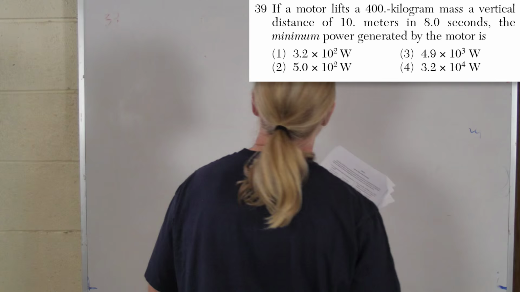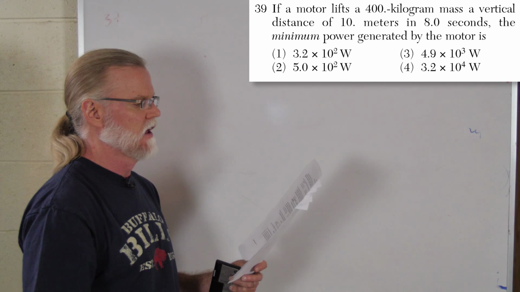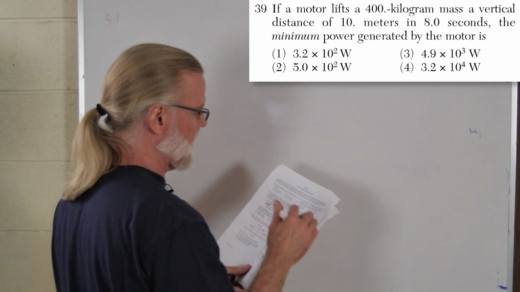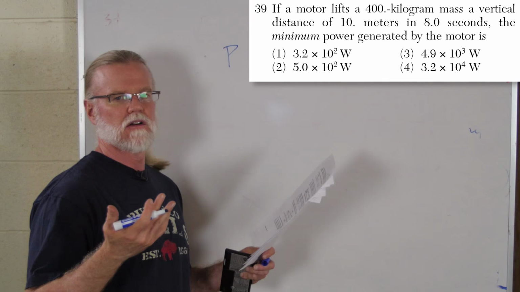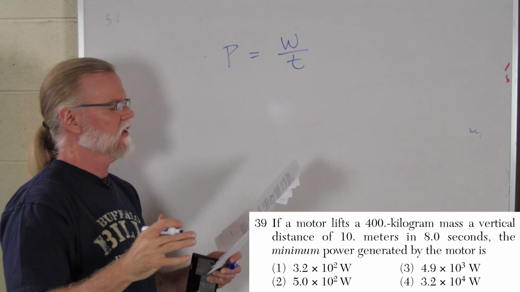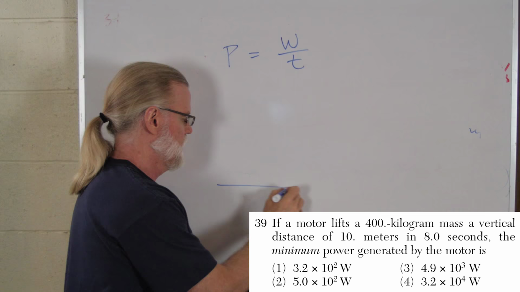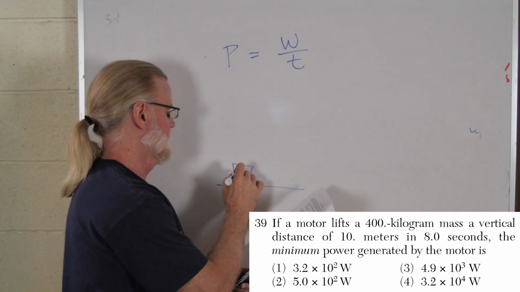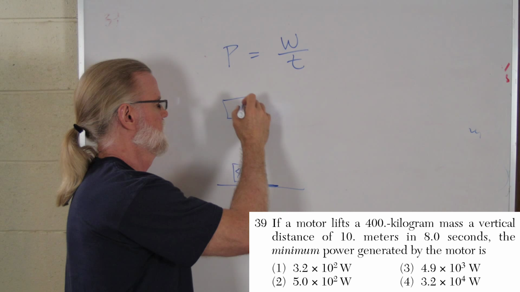All right. Number 39. If a motor lifts a 400 kilogram mass a vertical distance of 10 meters in 8 seconds, the minimum power generated by the motor. All right, so we have to calculate how much power it's going to take to lift something. So power is the rate at which energy is used or supplied. It's energy divided by time. And I think the easiest way to look at this one would be, what happened? So what's the work that needs to be done to this 400 kilogram block? It's going to lift it. It's going to start here, and it's going to be lifted 10 meters, right?